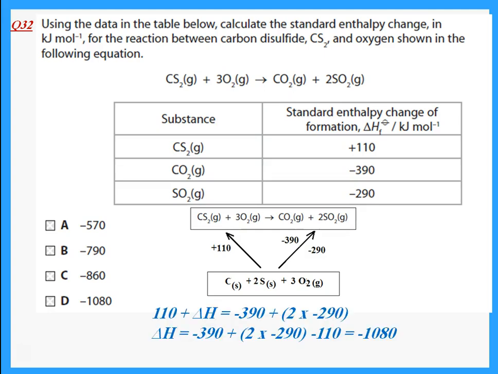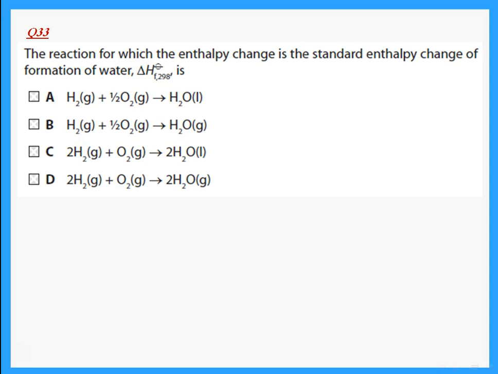So that means that the 110 plus the delta H I'm trying to get is equal to the ones on the other side. Again, if we're forming two SO2s, that means you need to multiply the delta H of formation of the SO2 by 2. We're forming two of them. So that is 2 times minus 290. Solving for delta H, that comes out to be minus 10. I hope these questions are getting a little bit easier.